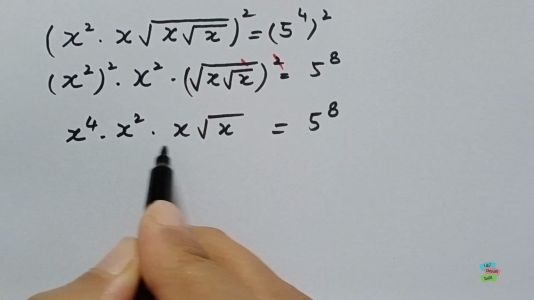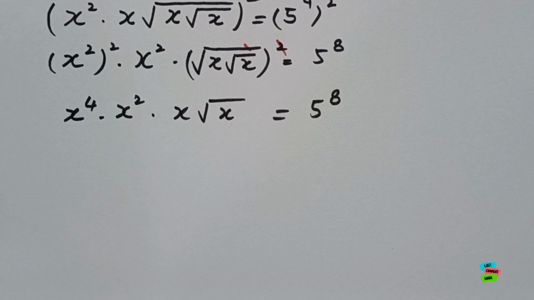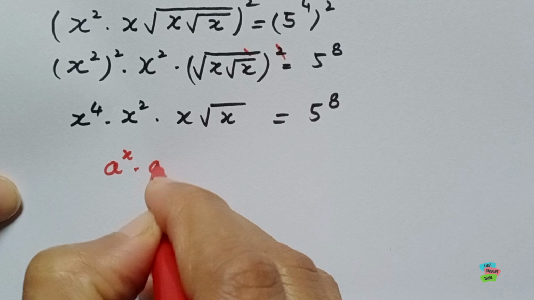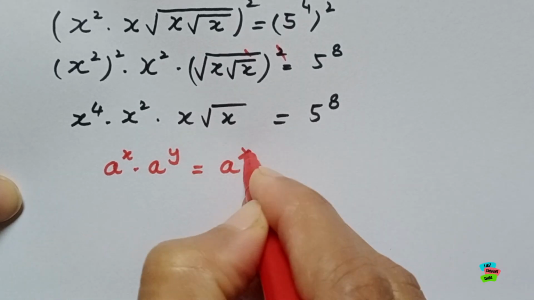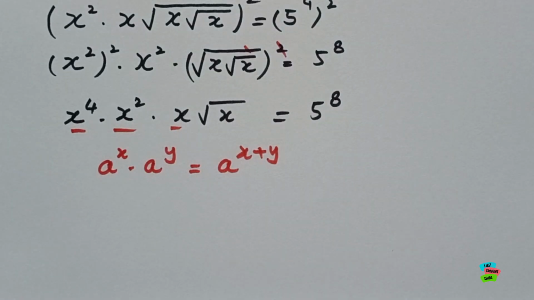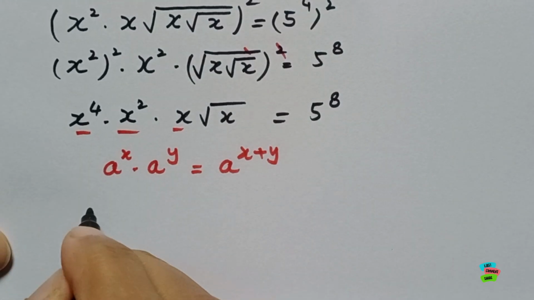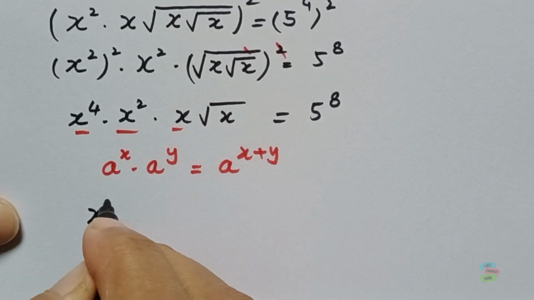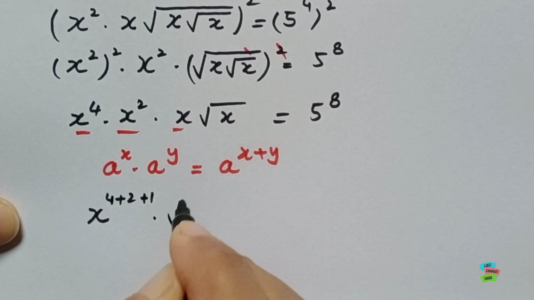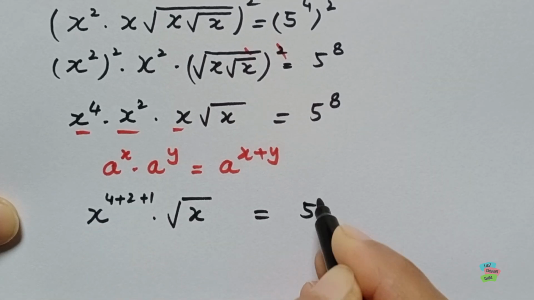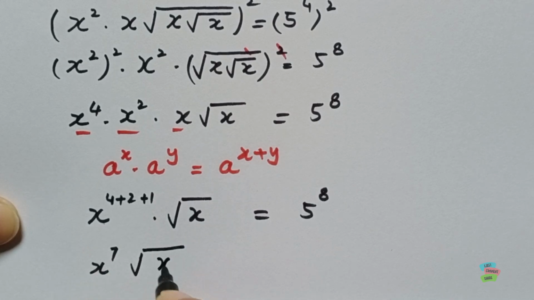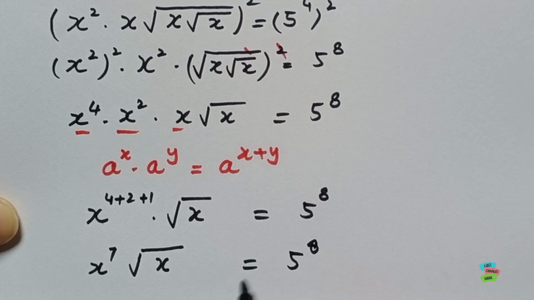So here we will add the powers. We know another very well known property of exponents: if a to the power x times a to the power y, then we can add their powers because the base is the same. So here we are going to add the powers of x, 4 plus 2 plus 1, because the power of the last x is 1, is equal to 5 to the power 8. So here we will get x to the power 7 times square root x is equal to 5 to the power 8.